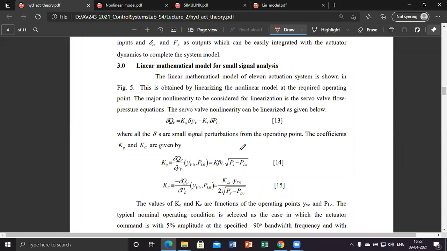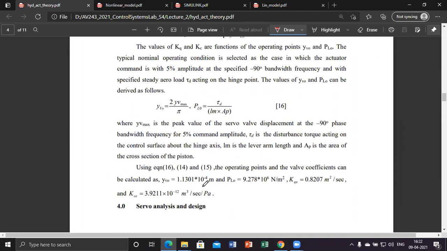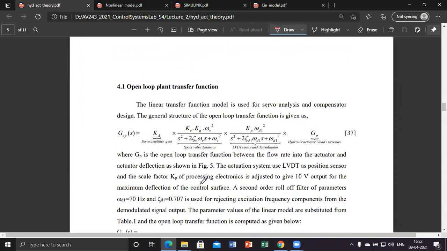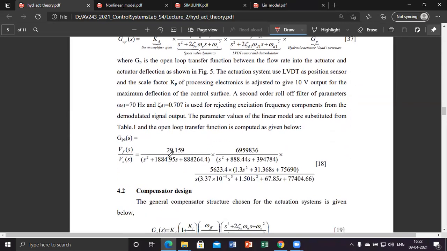This is the linear mathematical model I have discussed that time. Delta Q is KQ into delta YV minus... the same thing is put. In servo analysis and design, the open loop plant transfer function will have multiple paths. One is the servo amplifier gain portion, then spool valve dynamics, then LVDT and demodulator, and this is the total hydraulic actuator part, GP. That only I was showing in the linear model. Other parts are separate.